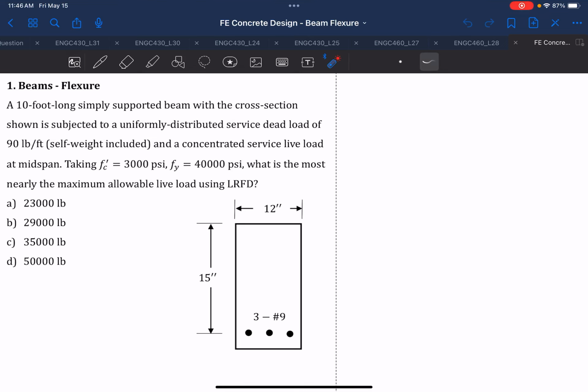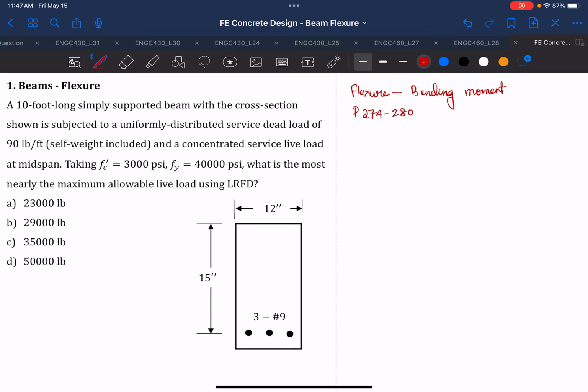Hello everyone. Today in this video we are going to cover the FE Civil concrete design, and for this section we'll just focus on beam flexure. Remember that beam flexure basically means bending moment. This is on pages 274 to 280 of your manual, which cover the whole concrete design section, including beam flexure, beam shear, and short columns.